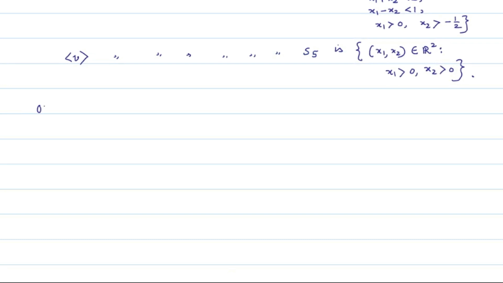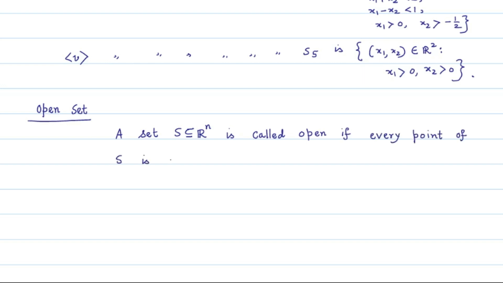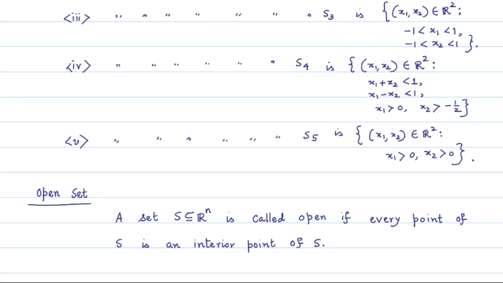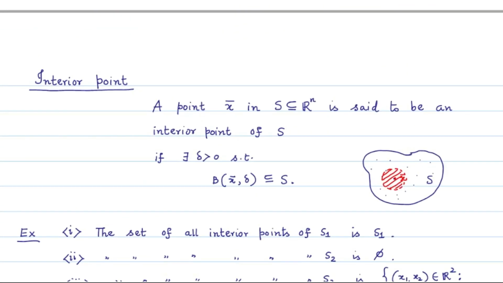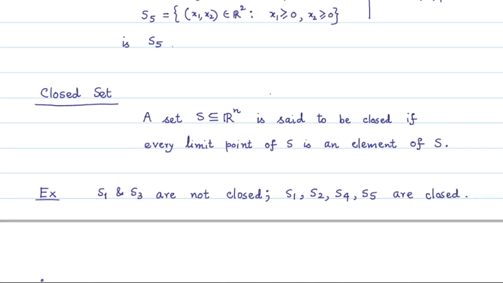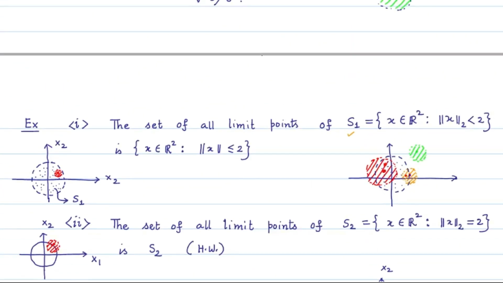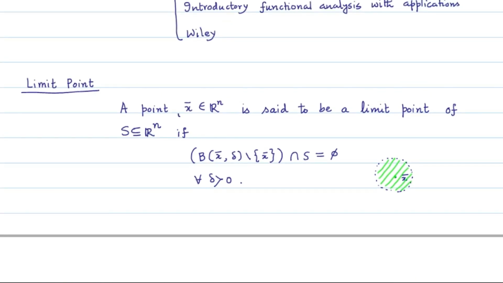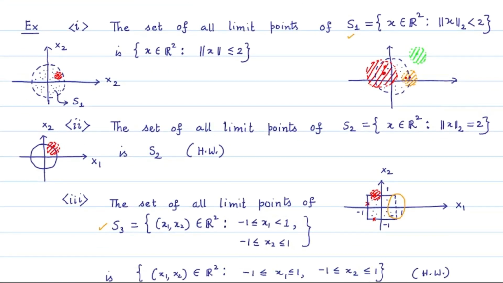By an open set in Rn we mean a set S whose every point is an interior point. Here I mention once again that in order to become an interior point, the point x bar must be an element of the concerned set S. However, in order to become a limit point of the set, the point concerned is not necessarily an element of the set capital S. Let us now consider to identify whether these five sets are open or not.